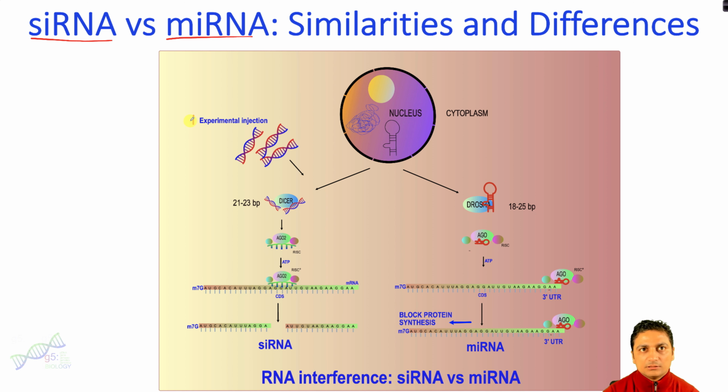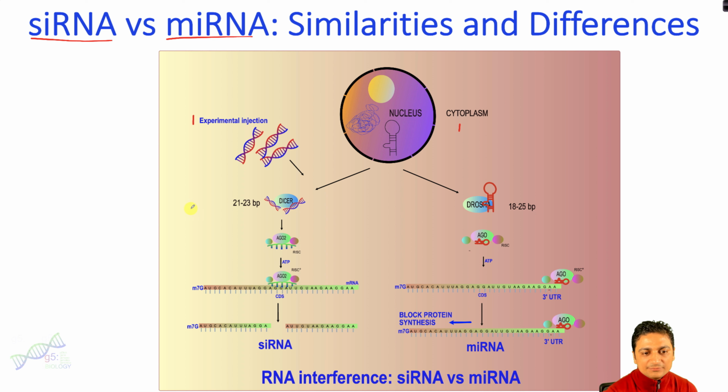The first difference between siRNA and miRNA is that in siRNA there is an experimental injection of siRNA, which is double-stranded RNA, or sometimes it can be a viral RNA that is affecting the plant or animal system. And similarly, miRNA is the expression of an endogenous gene in the plant or animal cell.